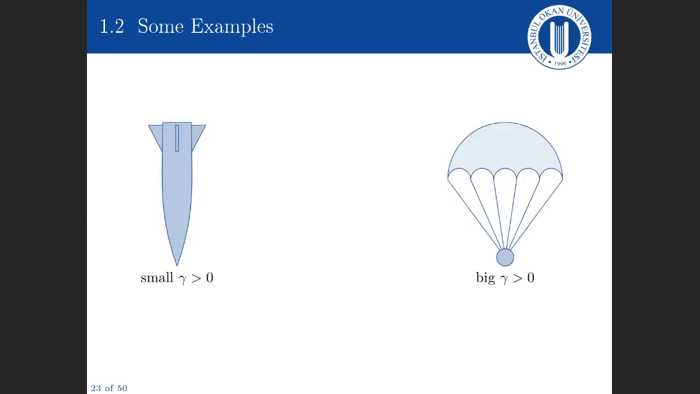What does that mean? That means that if we have something which is aerodynamic or streamlined, we'd expect gamma to be a small positive number. If the shape of the object causes a lot of drag, like a parachute, then we expect gamma to be a large positive number. For our object, let's assume that gamma is equal to 2 kilograms per second.